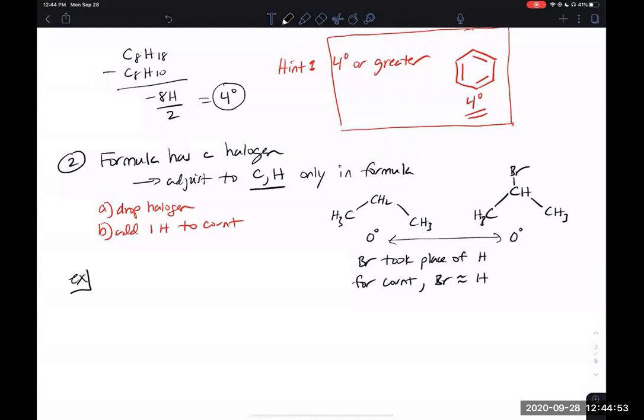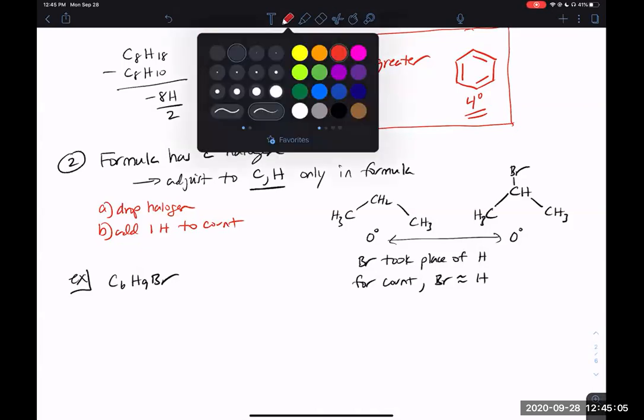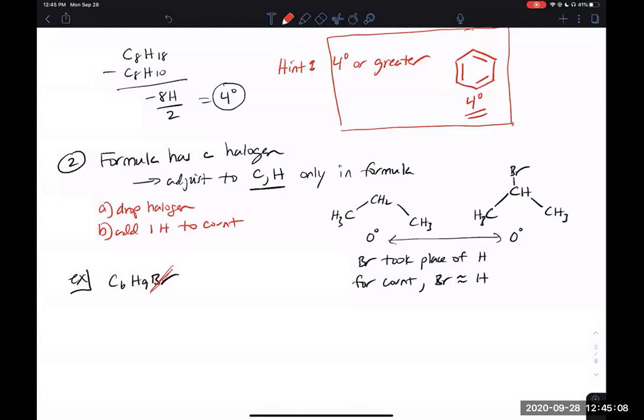Let's say I have, as my example, C6H9Br. To adjust this, I'm going to drop the halogen. I usually just draw a line through it. It is just like a hydrogen, so if I drop it, I'd better add 1 hydrogen into my count. So my count is C6H10, just in terms of structure, if I was going to have hydrogens in there instead of a halogen. Is everyone okay with what I did there?